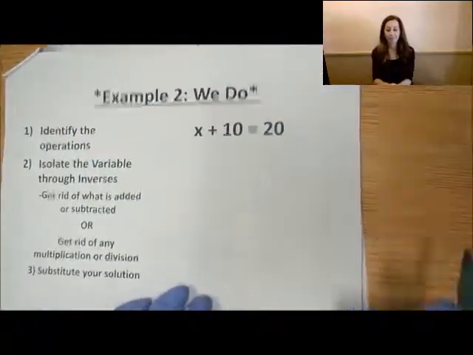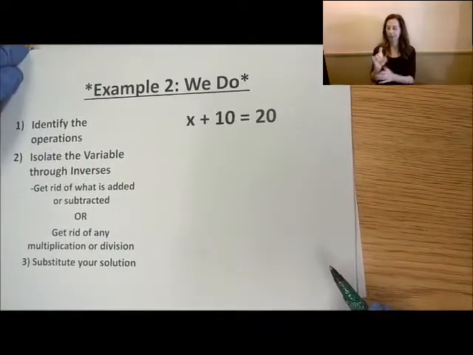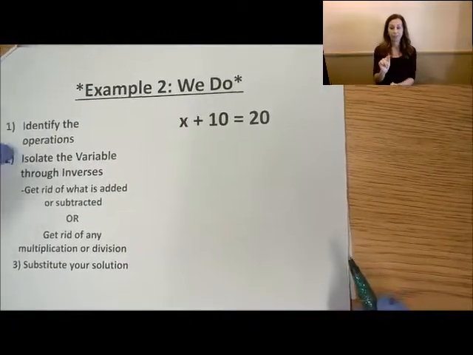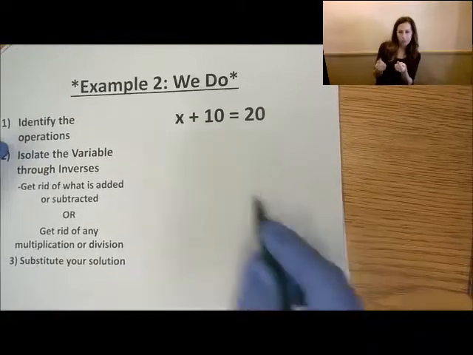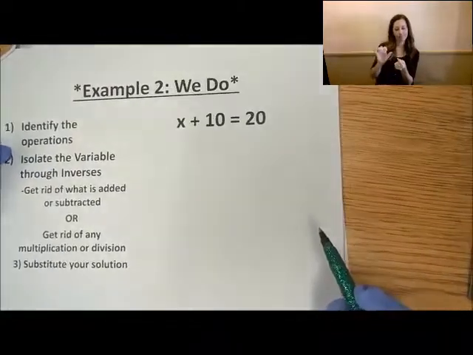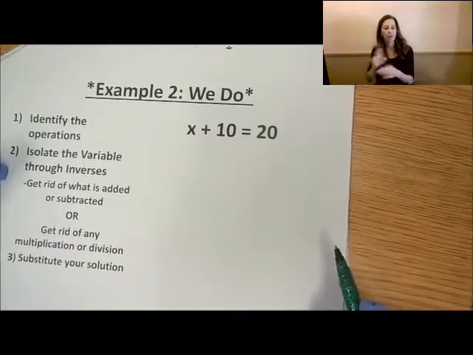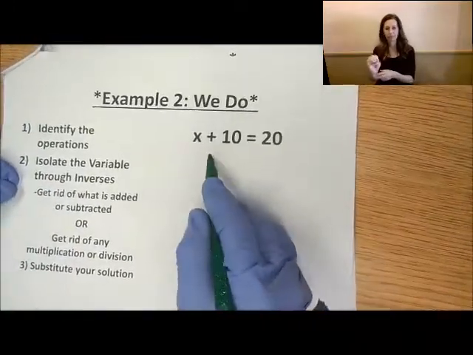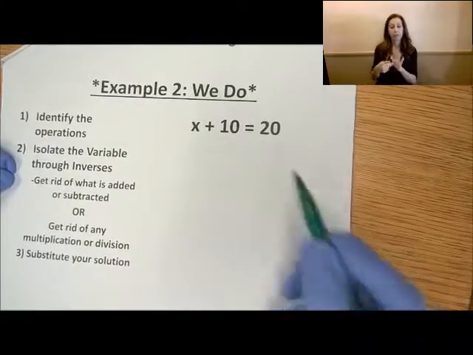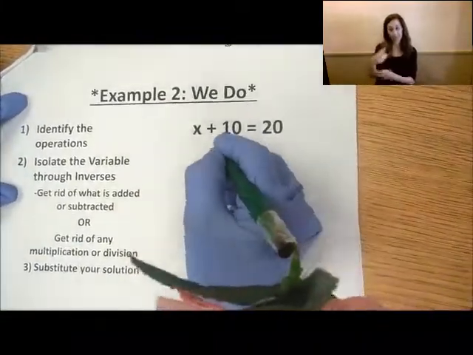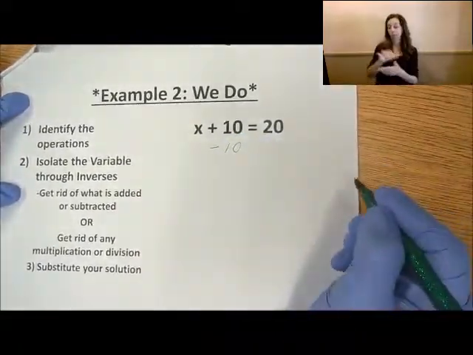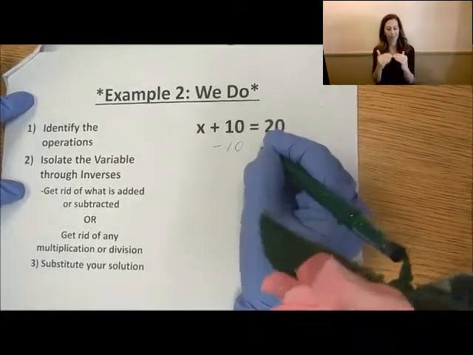Okay, here's our next example. x plus 10 equals 20. Identify the operation. This is addition. We're going to isolate the variable through the inverse. So we're going to use subtraction since we have addition, and we're going to subtract 10 here, but we have to do it to the other side as well.